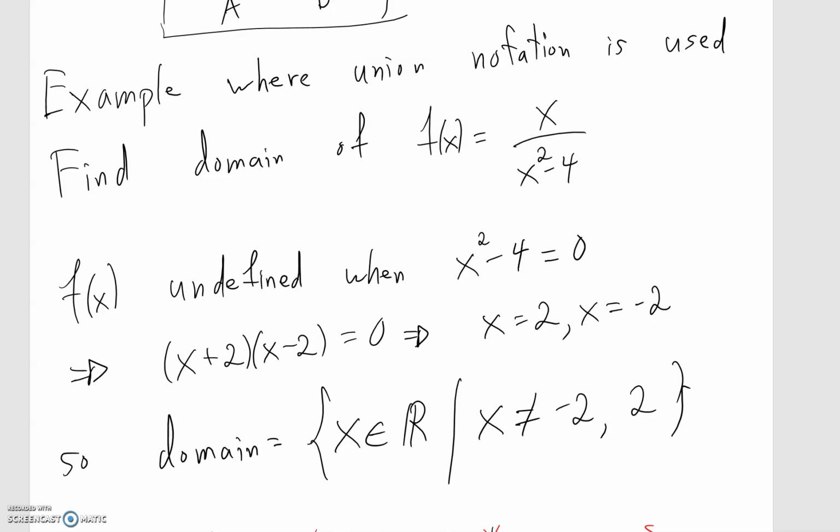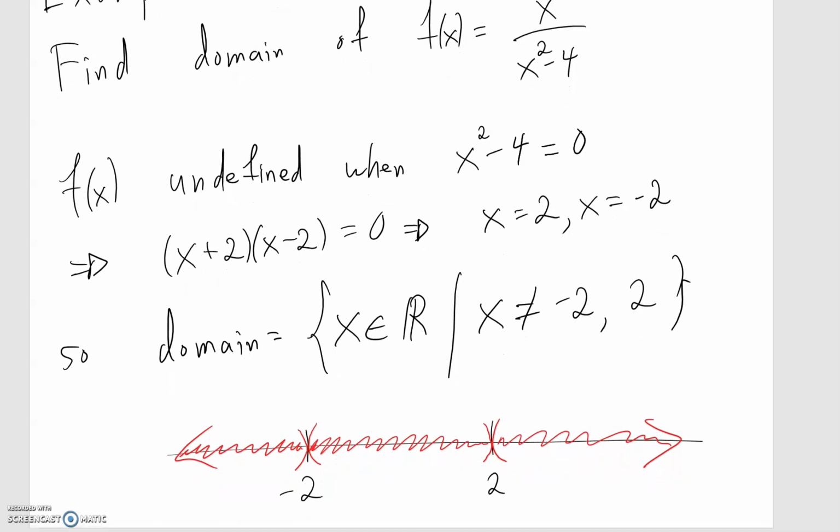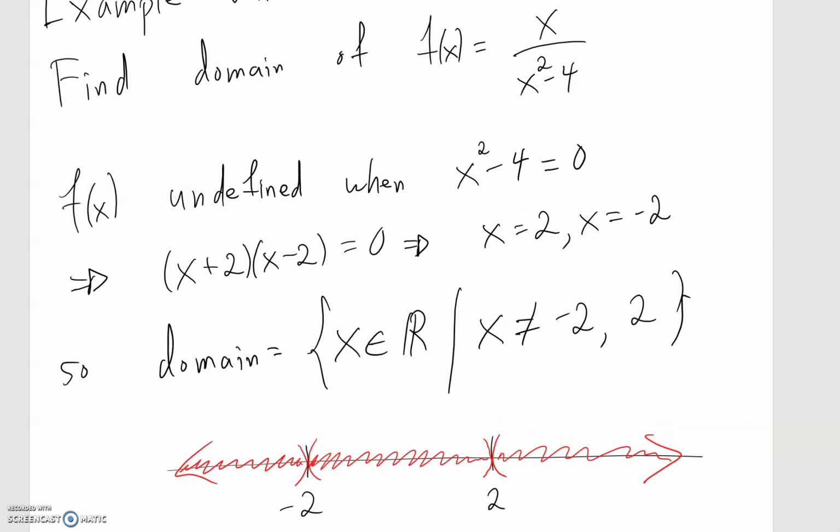What does this domain look like using a number line? If I were to draw this domain using a number line, I have to put parentheses to the left and to the right of negative 2 and positive 2. Why? We know that we can't plug in those two numbers, but we can plug in everything else. I can plug in anything to the left of negative 2. I can plug in anything between negative 2 and 2. I can plug in anything after 2 into this function.